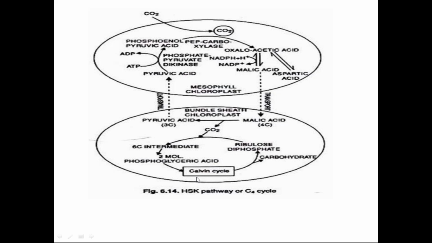But in case of C4 plants, the process of photorespiration doesn't take place. Why? Because in C4 plants, Kranz anatomy is present, and in the bundle sheath cell, the Rubisco enzyme is present. In the bundle sheath, CO2 concentration is always very high. Why? Because malic acid is converted into pyruvic acid and at that time CO2 is released. So the Rubisco enzyme doesn't have any chance to bind with oxygen.